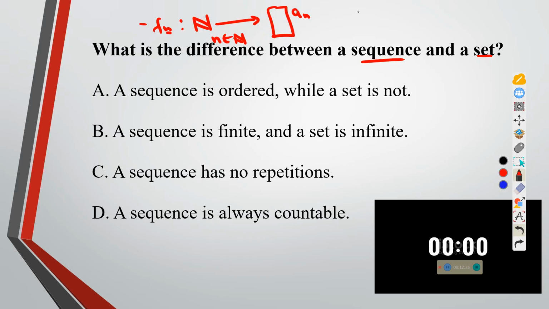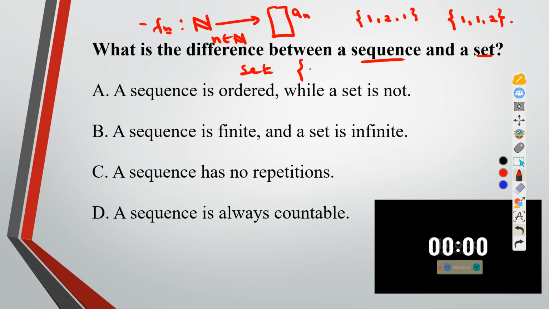When you talk about a sequence, the sequence 1, 2, 1 differs from the sequence 1, 1, 2. So the order is very important when you are talking about what we call a sequence. However, when you are talking about a set, membership is the only property.